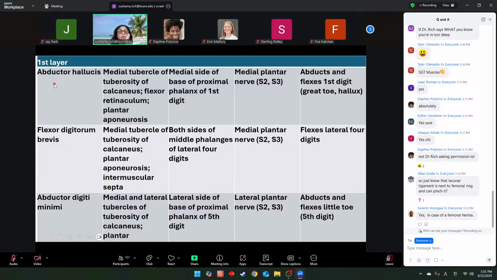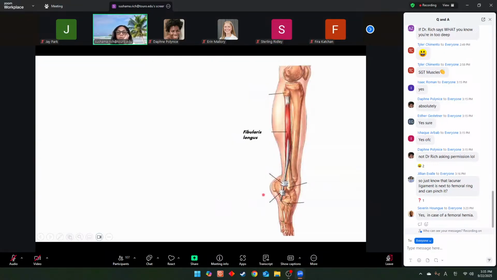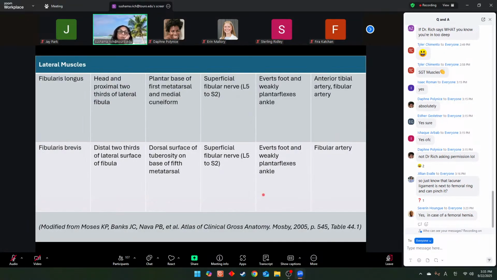Abductor hallucis will abduct the hallux, abductor digiti minimi will abduct, flexor digitorum flexes the toe. But you want to know the nerve supply. What nerves supply what muscles? If you know that, that would be really good.